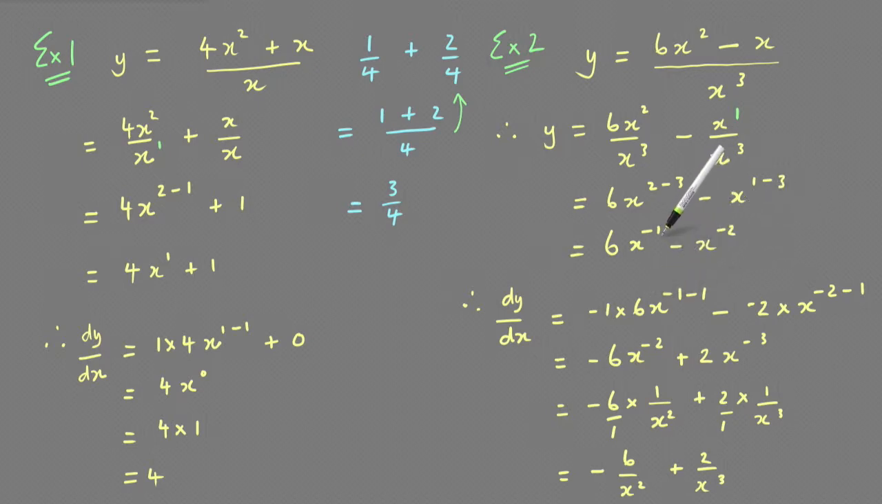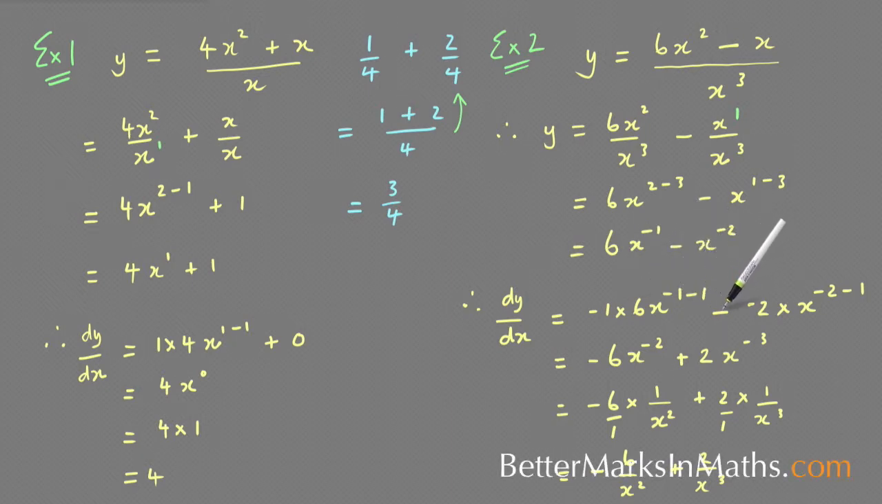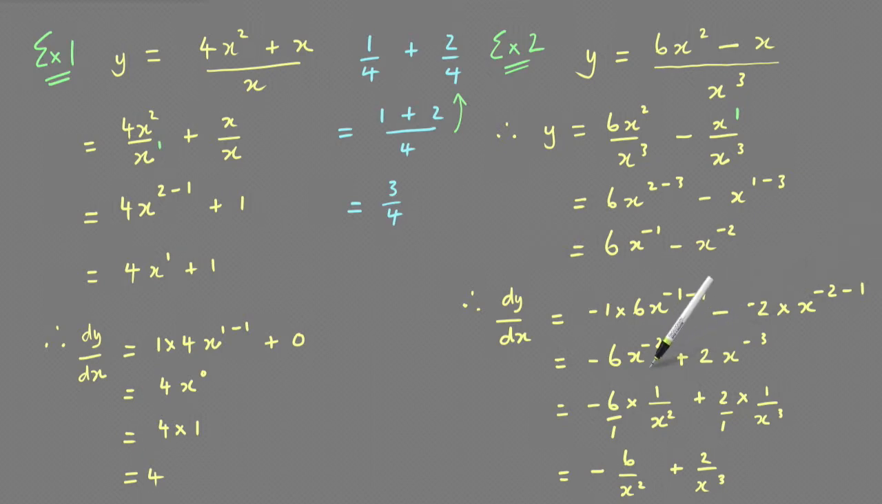And again, that's done by bringing down this minus 1, timesing by the 6, and then subtracting 1 from the power, minus, and then bring that power down, minus 2 times, and then subtract 1 from that power, so minus 2 minus 1. Next step becomes minus 6x to the minus 2, plus, two negatives become the positive here, and then 2, and then minus 2 minus 1 is minus 3. And if you've been asked to express your answer with positive indices, then all you do is this step here.